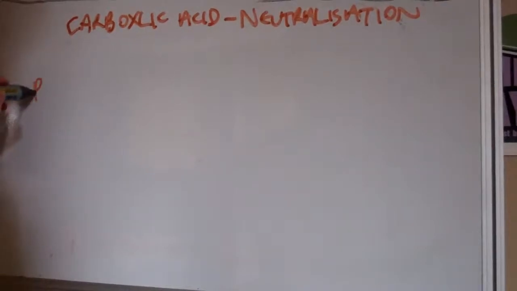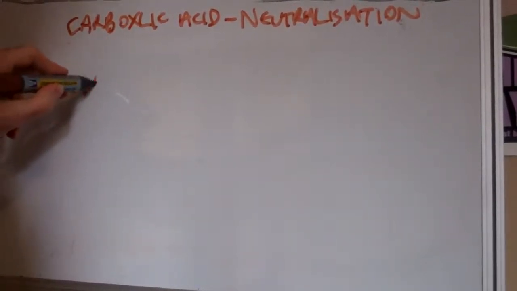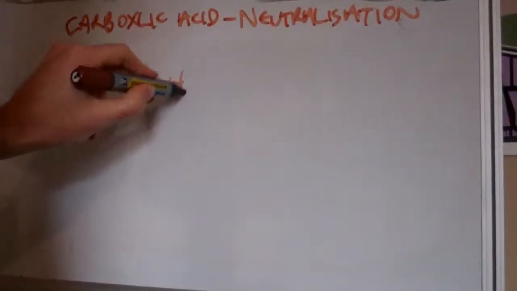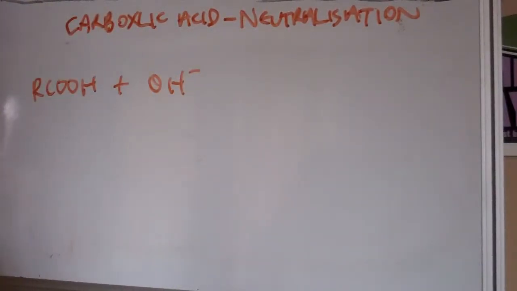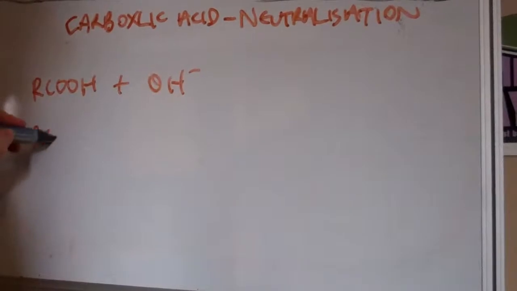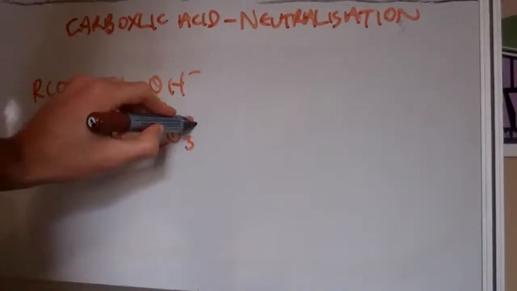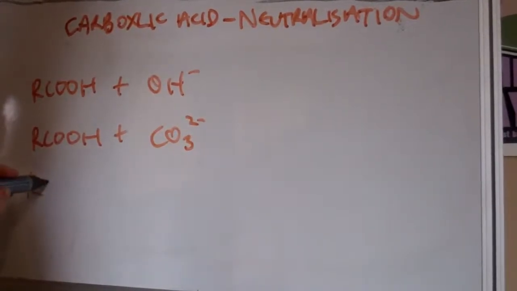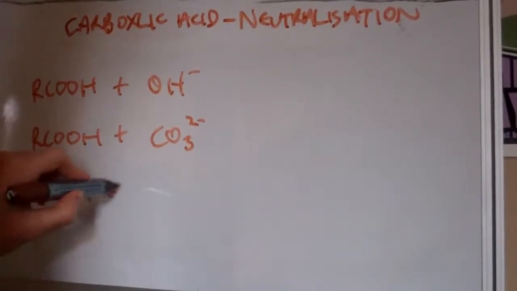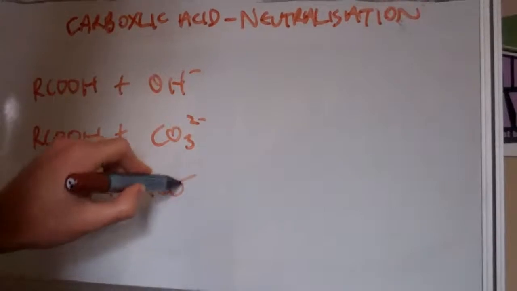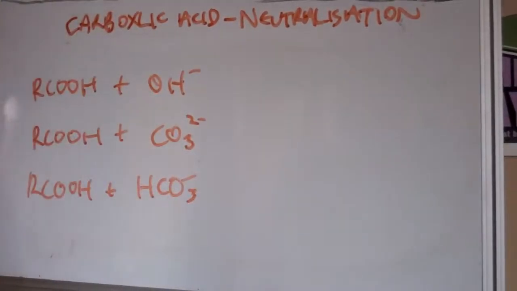Neutralization of carboxylic acids. In order to neutralize a carboxylic acid, you need to react it with a base. So we're going to look at 3 reactions. We're going to react carboxylic acid with hydroxide ions. Hydroxide ions are basic. We're going to react it with carbonate ions, which are also basic, and we're going to react them with hydrogencarbonate ions.